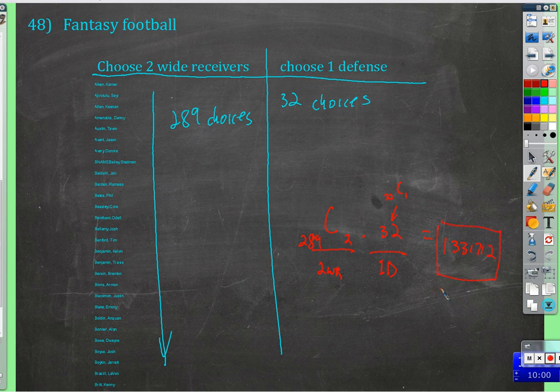And then when you put on top of that that you choose an offense and some quarterbacks and all sorts of different people, there's lots of different teams you can put together for your fantasy league. That's just two of the events, the event that you choose two wide receivers and the event that you choose one defense. One more, I think.